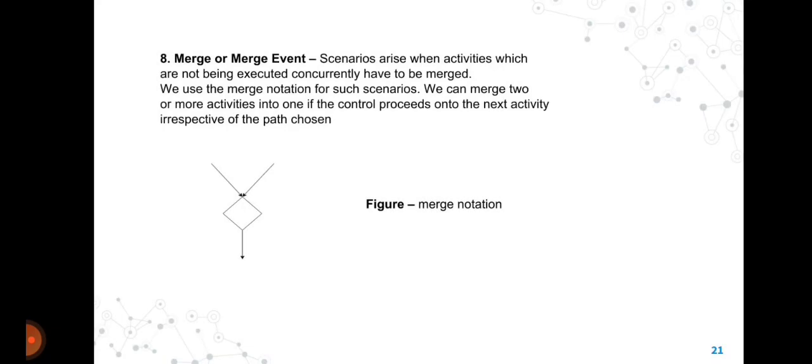The next one is merge or merge event. The scenario arises when activities which are not being executed concurrently have to be merged. We use the merge notation for such scenarios. We can merge two or more activities into one if the control proceeds on to the next activity irrespective of the path chosen. Here we can see the notation for merge.